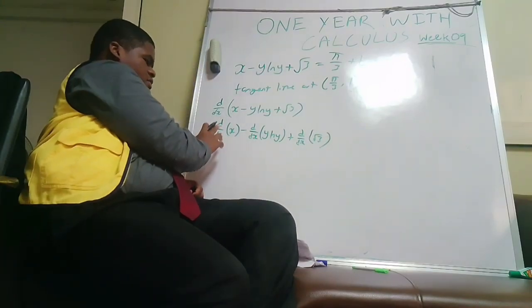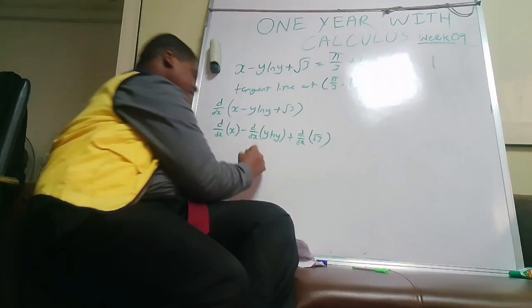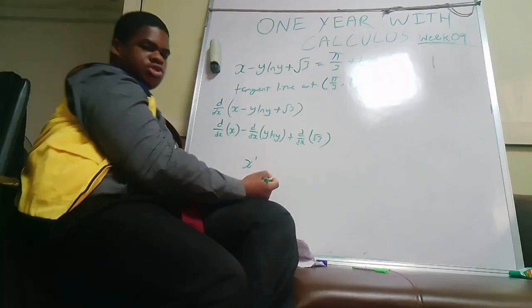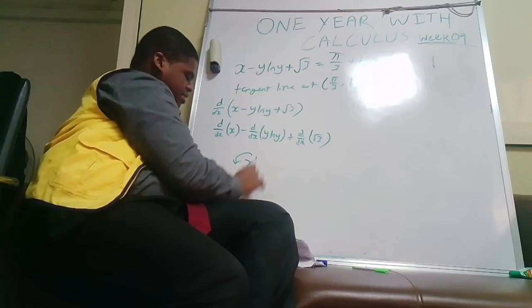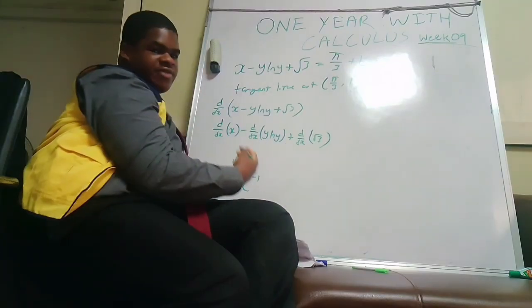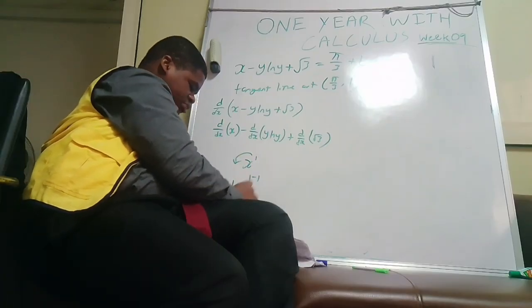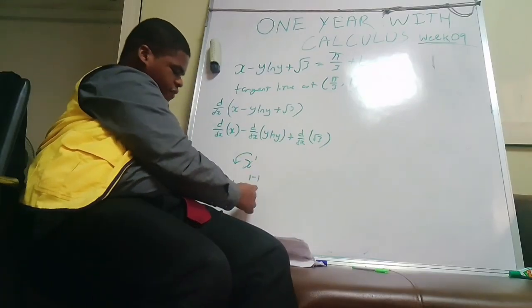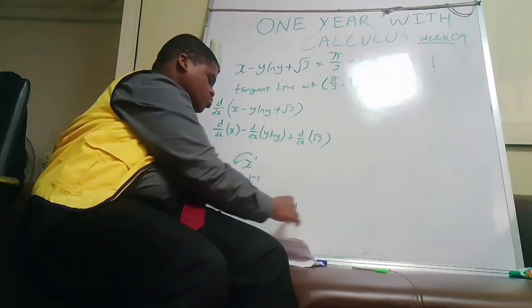The derivative of x with respect to x is equal to 1, because we have x to the power of 1. Remember the power rule: bring down the power, that is 1, times x to the power of 1 minus 1. Multiplied by the derivative of the inner function, but there's no derivative of an inner function here. So it's just going to be 1 times x to the power of 0. x to the power of 0 is equal to 1. So this is equal to 1 times 1, which is equal to 1.